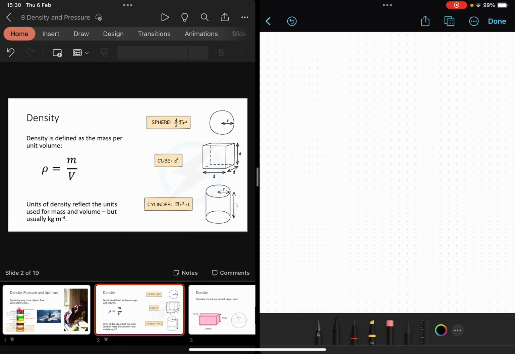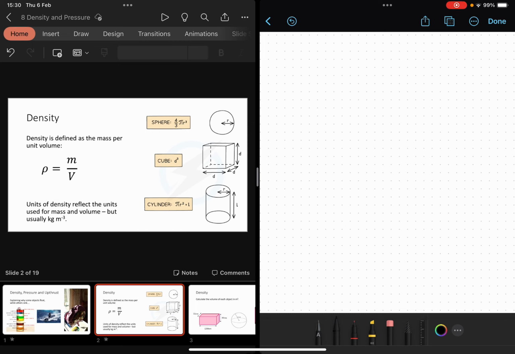So, for example, density could be measured in grams per centimetre cubed, if that's what you've measured mass and volume in. Equally it could be measured in kilograms per metre cubed. And it's just important that you're consistent with your units of density, checking that they reflect the units of mass and volume. In terms of calculating volume, I'm hoping that you're all familiar and confident in working out the volume of cuboids, cylindrical objects and spherical objects, and you've got the reminder of how to do that on that slide that's in front of you.